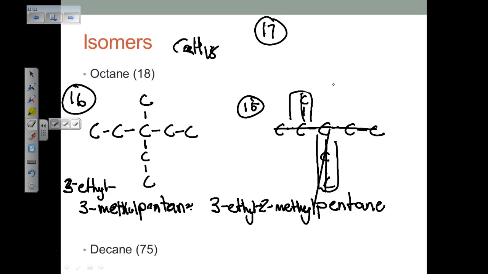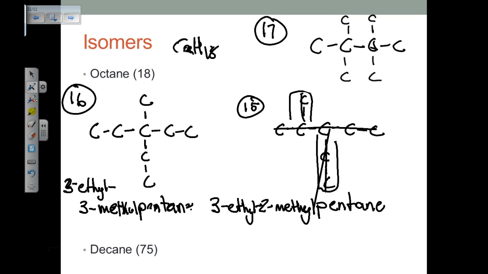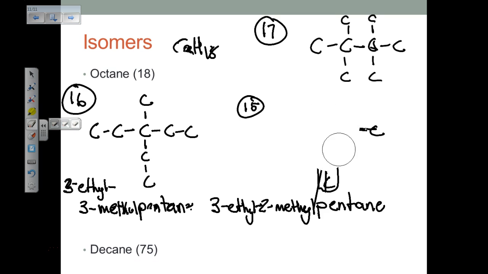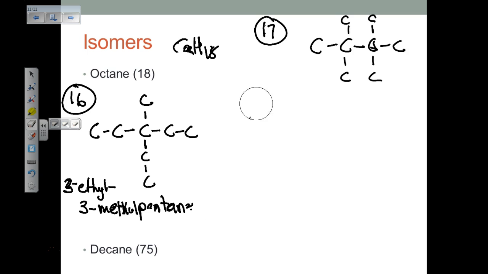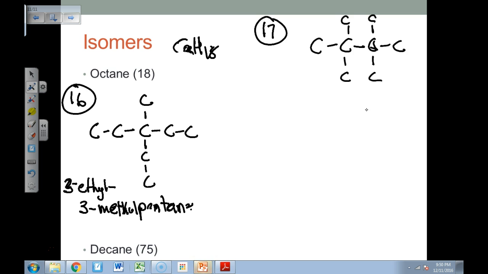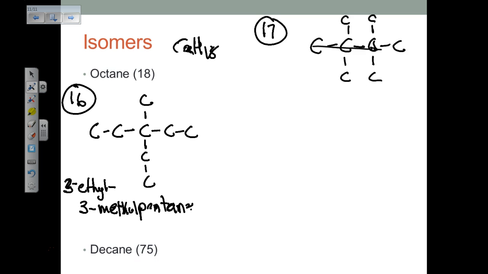Okay, well, let's do this. 1, 2, 3, 4. Now we have 4 carbons to pop off of here. 1, 2, 3, 4. That's the only place we can put all 4 of those carbons. Let me get rid of this for you. And now let's name this. Longest carbon chain is 4. So now that's a butane.